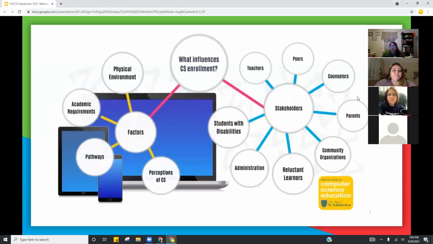One of the things that you'll see on that site at that link is this little graphic organizer on what influences CS enrollment. So there are what we call factors and stakeholders. And all of you are definitely stakeholders. You are teachers or counselors that are implementing computer science and advocating for computer science. But all of these other factors that are on the left, you may see that they're going to influence your student enrollment. You could think about how one or more of these might be a focus for your action plan.